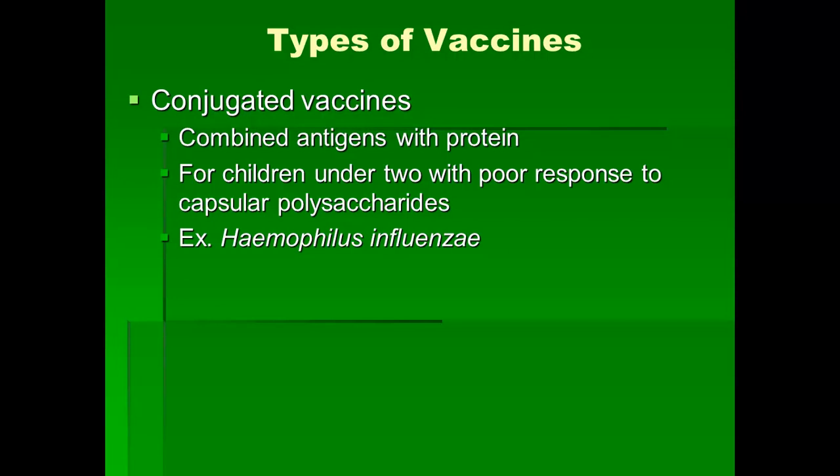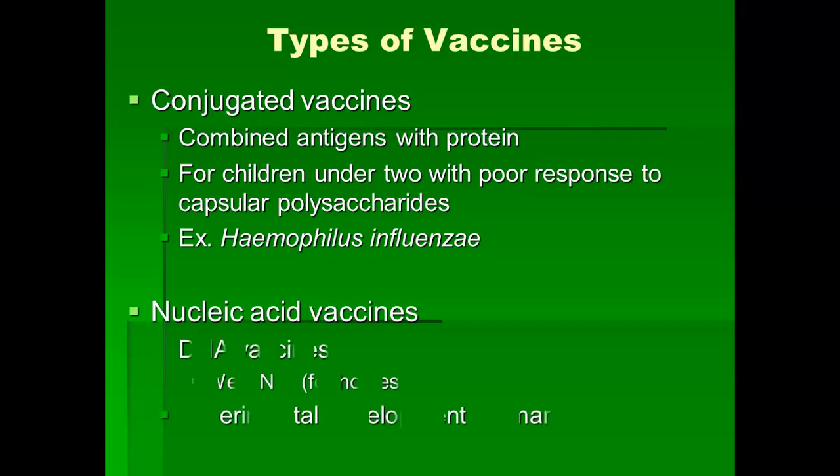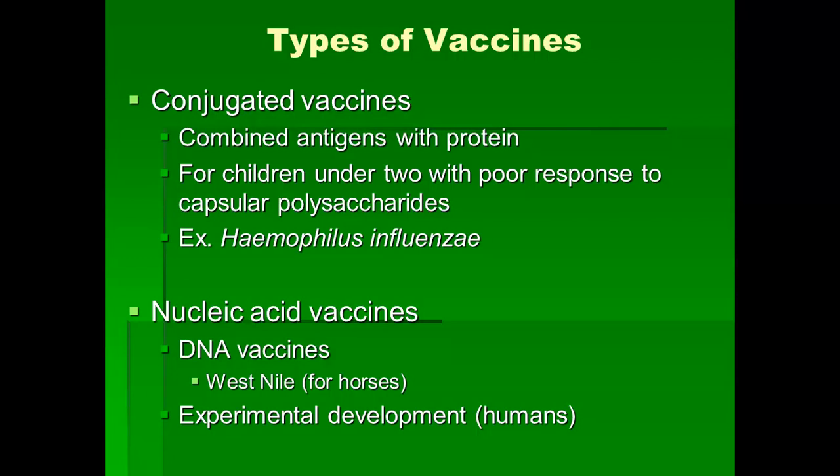Nucleic acid vaccines are DNA vaccines, and these are currently being developed. So right now, for humans, we're trying to develop DNA vaccines, and one of them is the HIV vaccine. But we currently have one DNA vaccine present, and that's West Nile for horses.